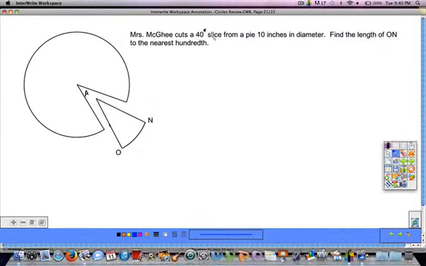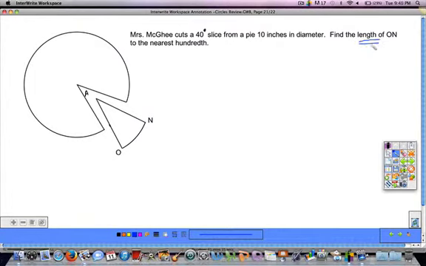All right, Miss McGee cuts a 40-degree slice, that's a yucky degree mark, from a pie 10 inches in diameter. I'm really hungry right now. Somebody bring pie. We'll eat it. I don't do pecan pie, though. Cheesecake works. Or peach pie. I like cobblers. Sorry, I'm off task.